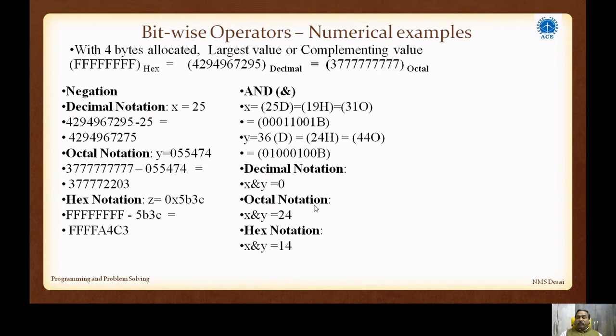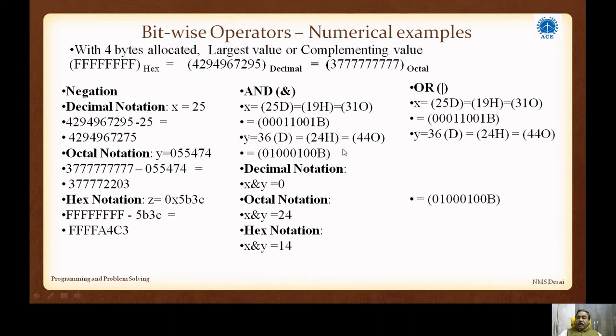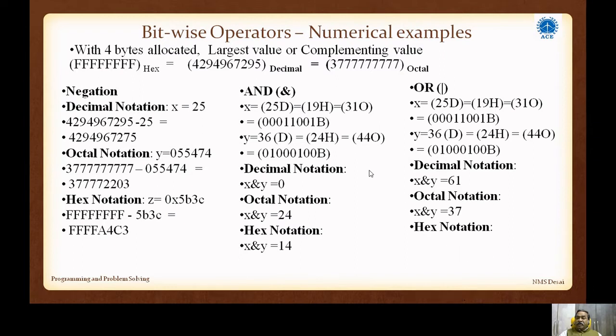In hex notation we will get 14. We'll see these outputs in the program. Next, the OR operation, where we said at least one of them. With the same values taken, OR gives different answers. For decimal notation, x OR y will be 60, in octal it will be 37, and in hexadecimal also 37. You can see the response changes depending upon the number system.